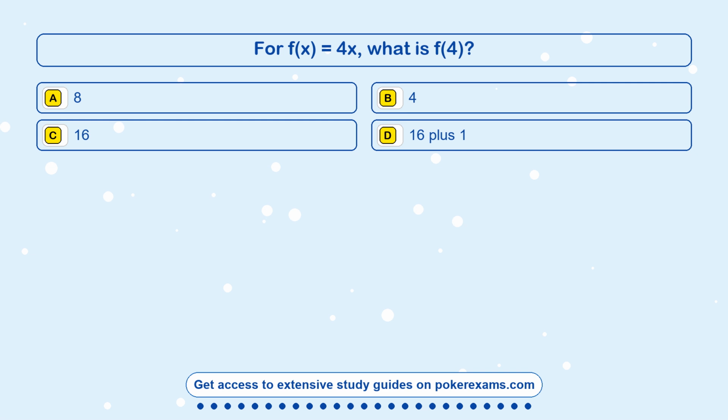Question 15. For f of x equals 4x, what is f of 4? Option A 8. Option B 4. Option C 16. Option D 16 plus 1.